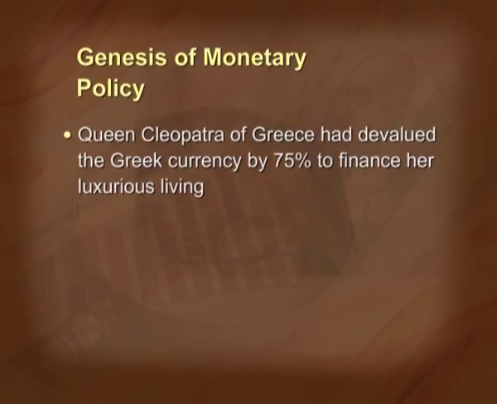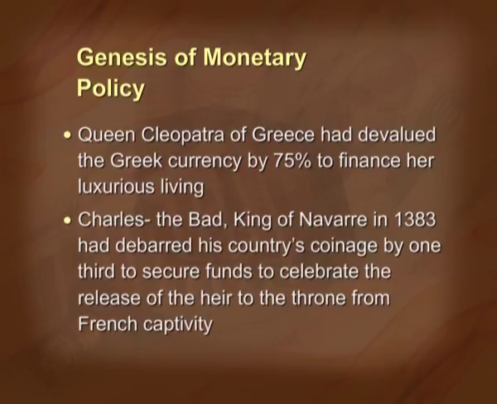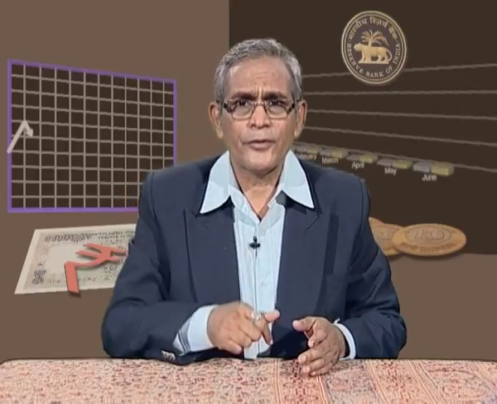A few examples can prove this point. Queen Cleopatra of Greece has devalued the Greek currency by 75% to finance her luxurious living. Similarly, Charles the Bad, the king of Navarre in 1383, had debased his country's own coinage by 1/3 to secure funds to celebrate the release of the heir to the throne from French captivity. These are the roots of modern monetary policies.